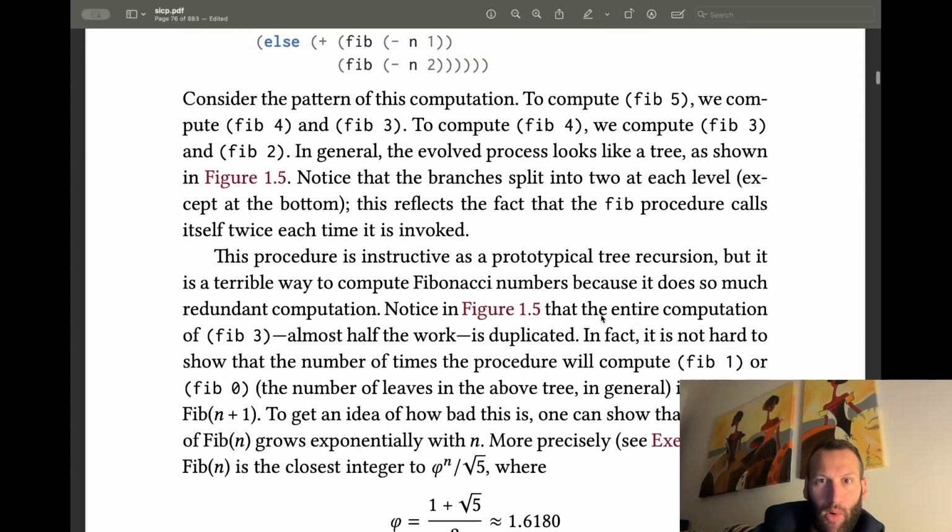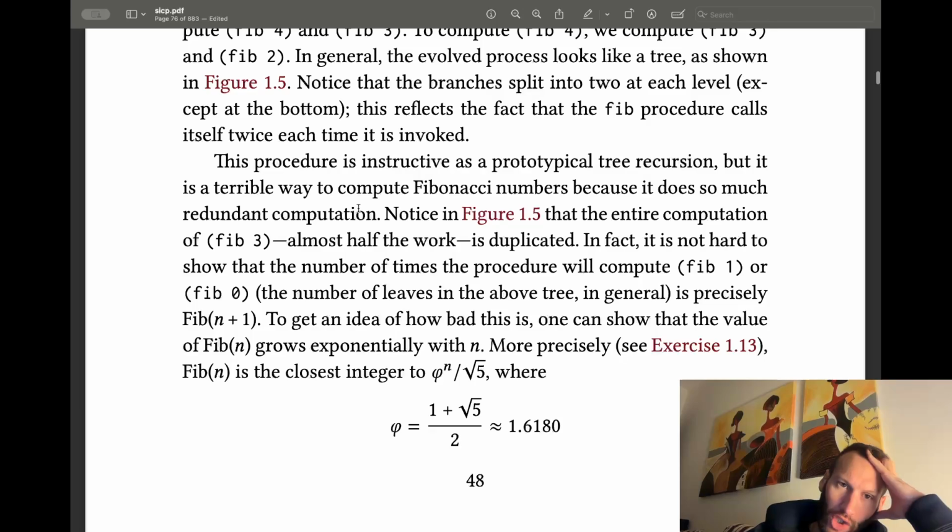Let's see if the book says something about this. Notice that the branches split into 2 at each level, except at the bottom. This reflects the fact that the Fibonacci procedure calls itself twice each time it is invoked. This procedure is instructive as a prototypical tree recursion, but it is a terrible way to compute Fibonacci numbers because it does so much redundant computation. Yes, that's it. Notice in figure 1.5 that the entire computation of fib 3, almost half the work, is duplicated.